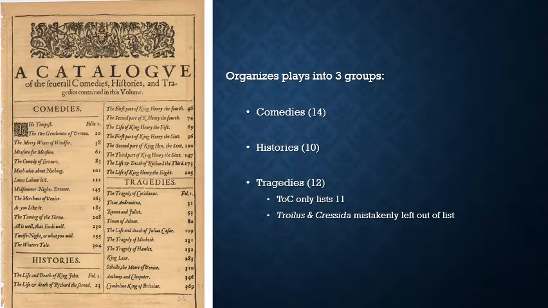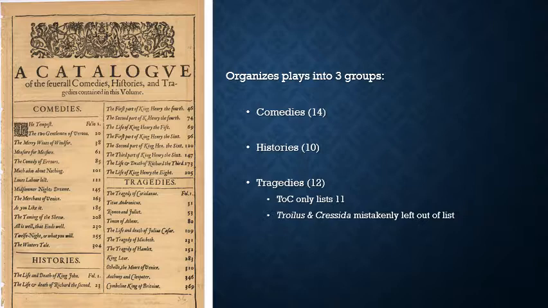So here's a copy of the table of contents or catalog. Again, we see them listed in three groups and arranged in that order. So first it prints the 14 comedies, 14 plays that it considered comedies, then the 10 history plays, and then the 12 tragedies.